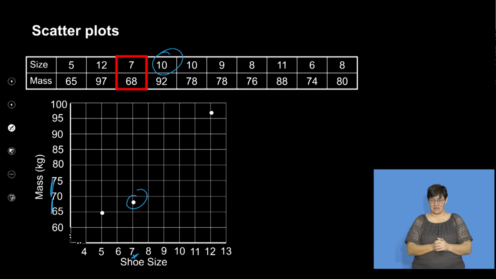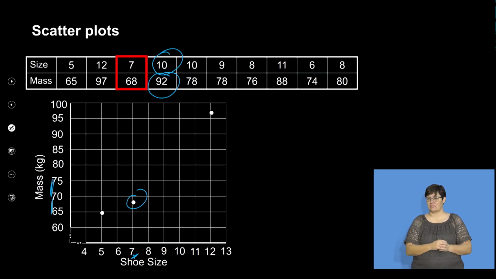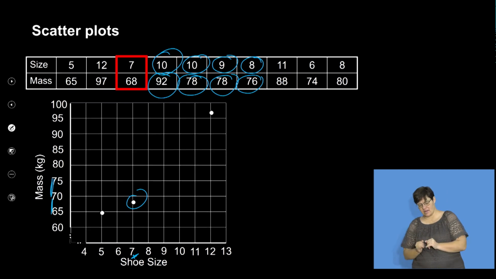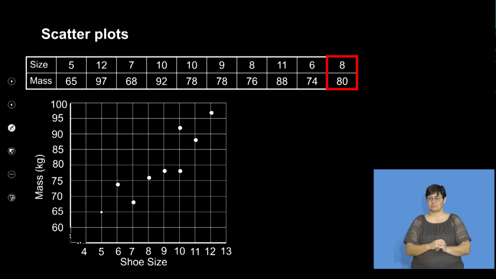Size 10, mass 92. This is what we get for size 10 and 92. If you go back, we get 92. So now I'll put all the points: 10 and 78, 9 and 78, the same thing, 8 and 76. If I put all the points on my Cartesian plane, let's see what we get. All the points are represented. This is our scatter plot.